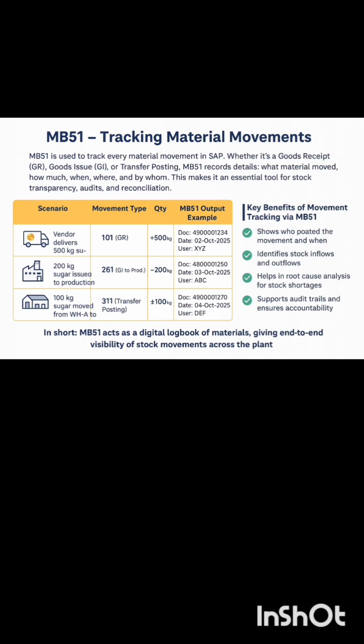For example, you can check when raw materials were issued, how much was consumed in production, and when stock was shifted internally. This ensures complete transparency, helps in stock reconciliation, supports audits, and gives you better control over inventory. In short, MB51 is your digital logbook for material movements.